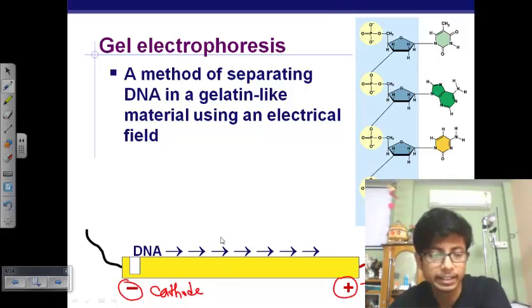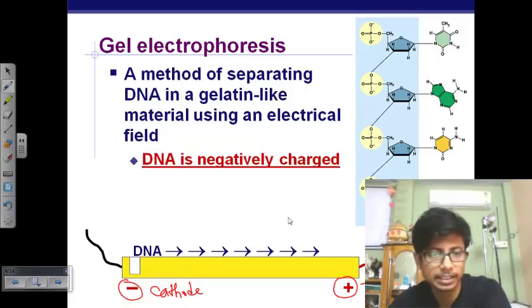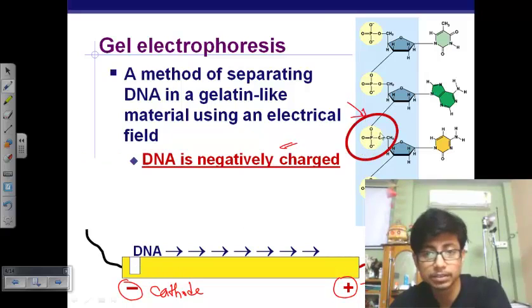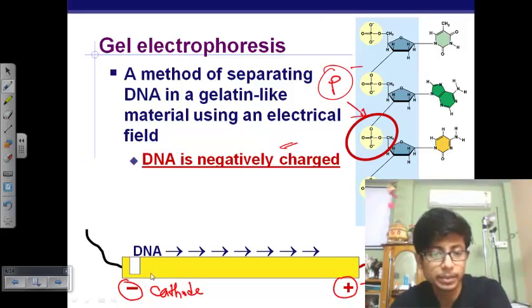Now the thing here is the DNA that we added. Let's say DNA is negatively charged. We all know that. Why? Due to the presence of the phosphate group, because phosphate is negatively charged. So as we know, the DNA that we load here will be negatively charged, so it will definitely migrate towards the positively charged end when we apply an electric field.